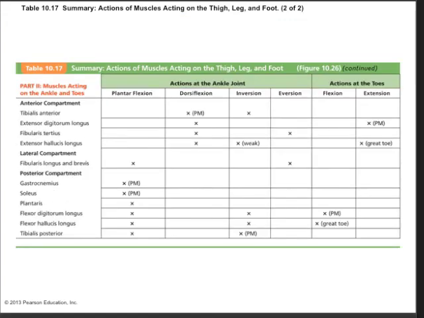And here we just have a continuation of actions at the foot and at the ankle. Remember, plantar flexion is pointing the toe, dorsiflexion is raising the toe, inversion is to turn the sole of the foot towards midline, and eversion is to turn the sole of the foot away from midline. Flexion of the toes is essentially curling the toes under, and extension of the toes is basically spreading the toes out and up. Okay, so that should give you a good idea of the different movements.